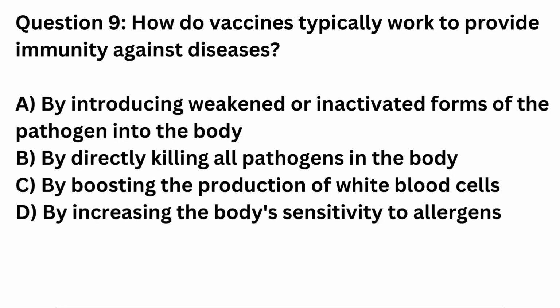Question 9. How do vaccines typically work to provide immunity against diseases? A. By introducing weakened or inactivated forms of the pathogen into the body. B. By directly killing all pathogens in the body. C. By boosting the production of white blood cells. D. By increasing the body's sensitivity to allergens.